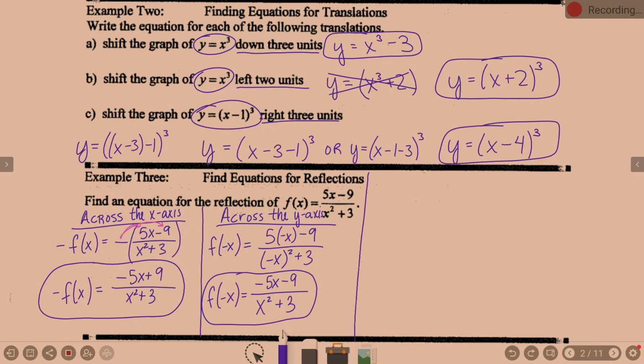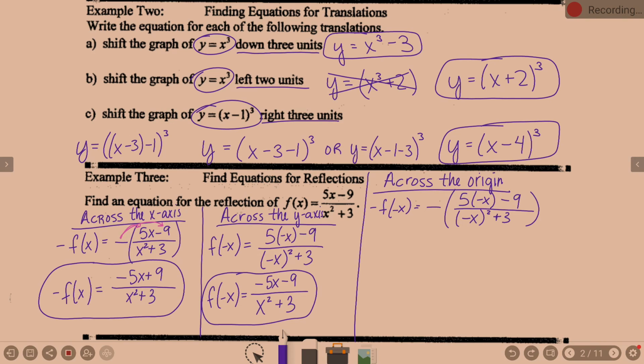Last one. Across the origin. Across the origin is negative f of negative x. So we're doing both of the two things we just did at the same time. So I'm going to put a negative out front, and I'm going to use parentheses on this one. And then every place I see an x, we're going to put a negative x, right? So this is what we did earlier. We said 5 times negative x minus 9 over negative x to the second plus 3.